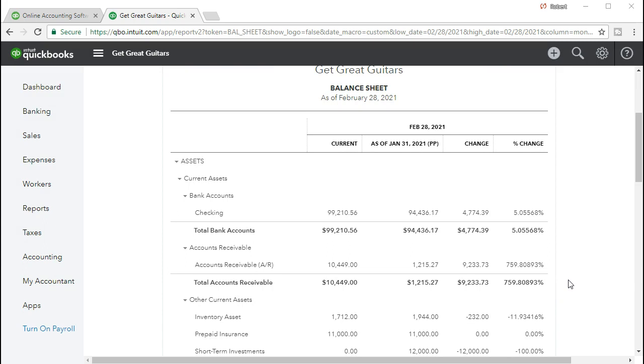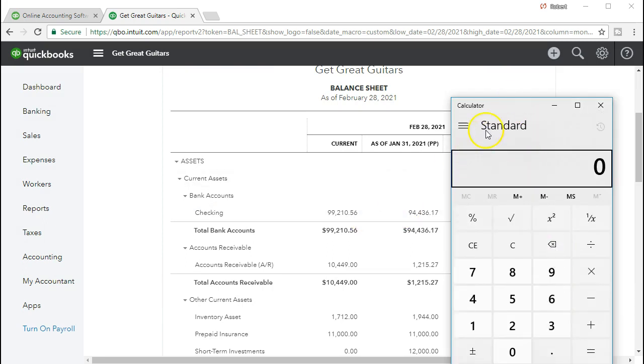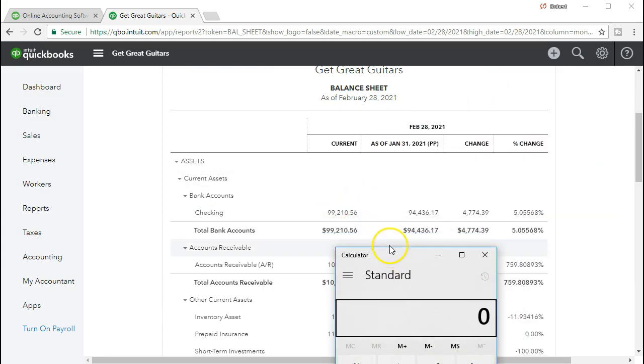So here's what we have. If we pull out the calculator and see what happens, then we're going to say that really this is just taking the difference here. So that's going to be the 99,210.56 in the current minus the 94,436.17.